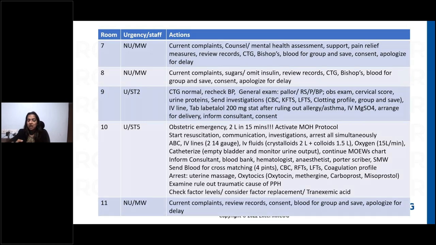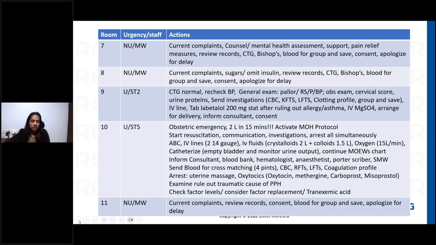of eclampsia. Arrange for delivery. Inform the consultant. In this room, you want a consultant to join. So inform the consultant and take consent for delivery. The delivery decision would depend on the decision of the consultant along with the patient. Okay. So that is what you need to do in this particular room.